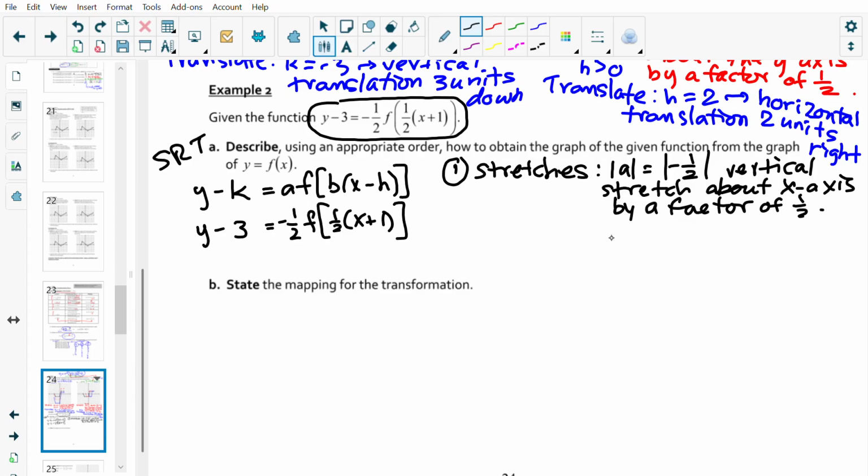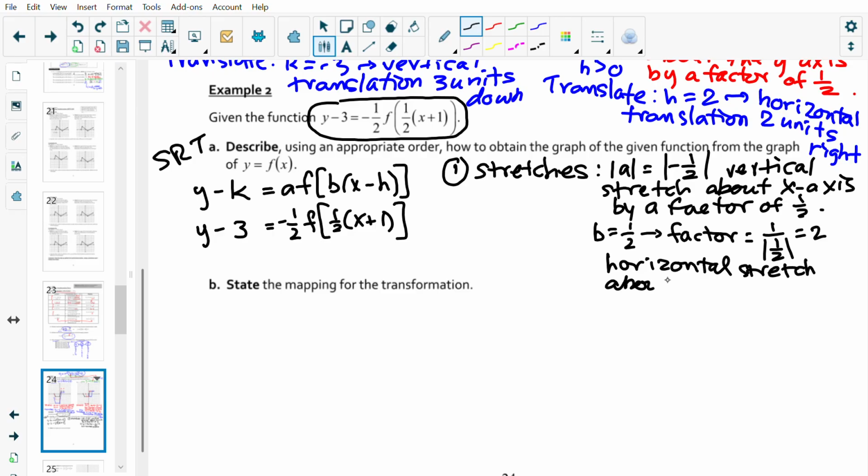Okay, the other one. I have a b value of 1/2, so b equals 1/2. So the factor is equal to 1 over the absolute value of 1/2, and the factor is 2. What does that mean? This is a horizontal stretch about, this time the y-axis, by a factor of 2. Okay?